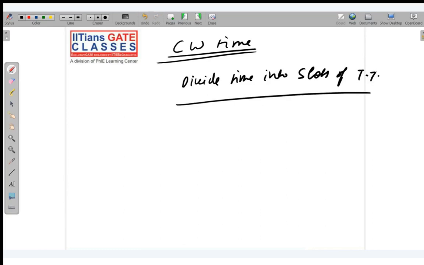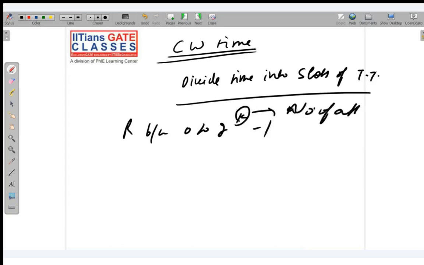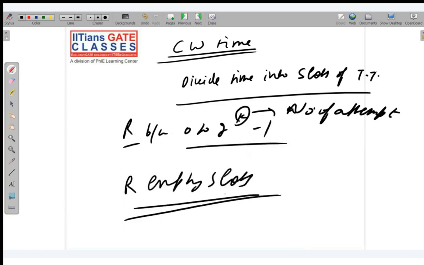Okay, so after IFS time is over, even then the station will not send data. It will take a random number R between 0 and 2 power k minus 1, where k is the number of the attempt. It will wait for R empty slots. Empty slots means if at the beginning of the slot the station senses the channel and finds it busy, it will not count that slot. For example, say it will wait for two empty slots.